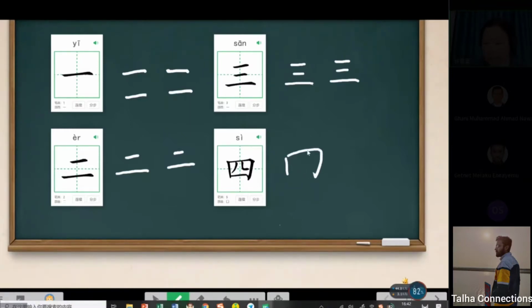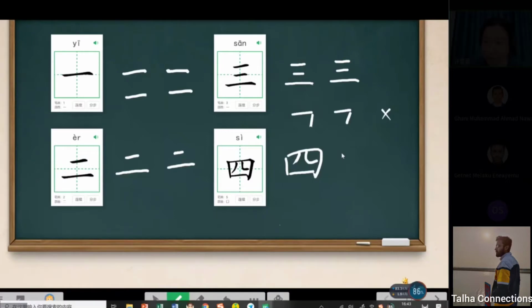When you write this stroke, do not raise your pen. You write it continuously. You do not write like this. No, that's not correct. It's just one stroke, so you will write it at a time. Now outside, and then inside. Inside. Okay, and then close it.